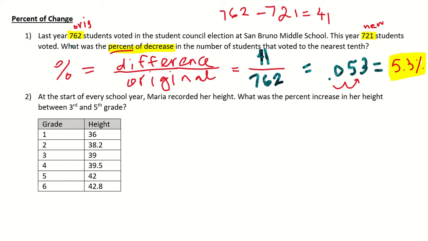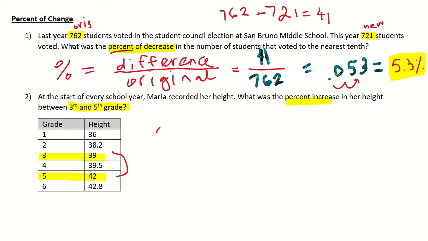Let's do that exact same thing for number 2. At the start of every school year, Maria recorded her height. What was the percent increase in her height between 3rd and 5th grade? So we have a table with 1st, 2nd, 3rd, 4th, 5th, 6th. But we actually don't need every single row. We need to just focus on 3rd grade and 5th grade, as they say. So we want the difference between these two grade years.